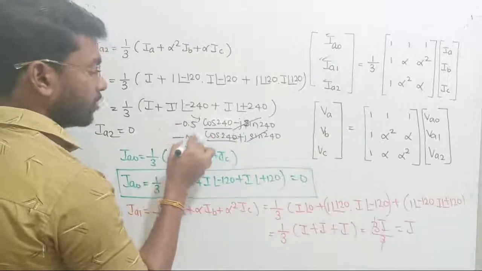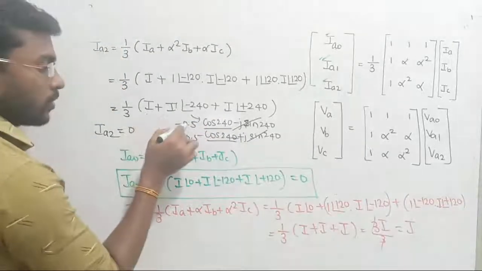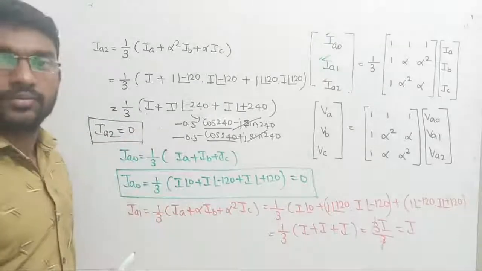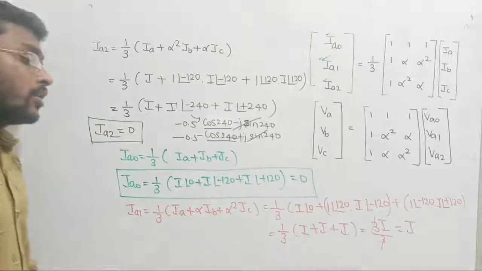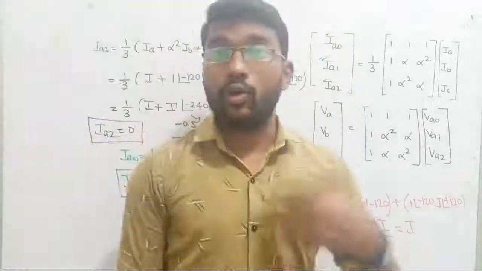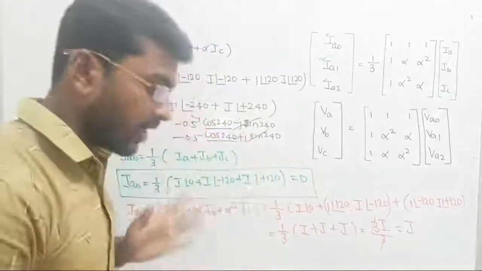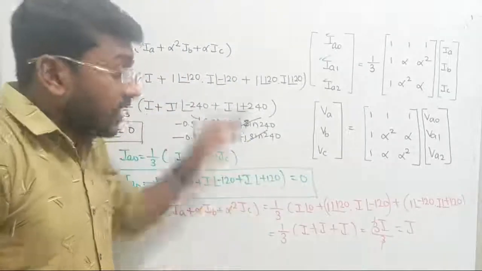This also will give you minus 0.5, such that 1 minus 0.5 minus 0.5 will be equal to 0. Negative sequence current: you can cross check, you can do it by yourself, right? So the conclusion is, whenever we are looking for three-phase symmetrical current, only positive sequence current is going to exist.